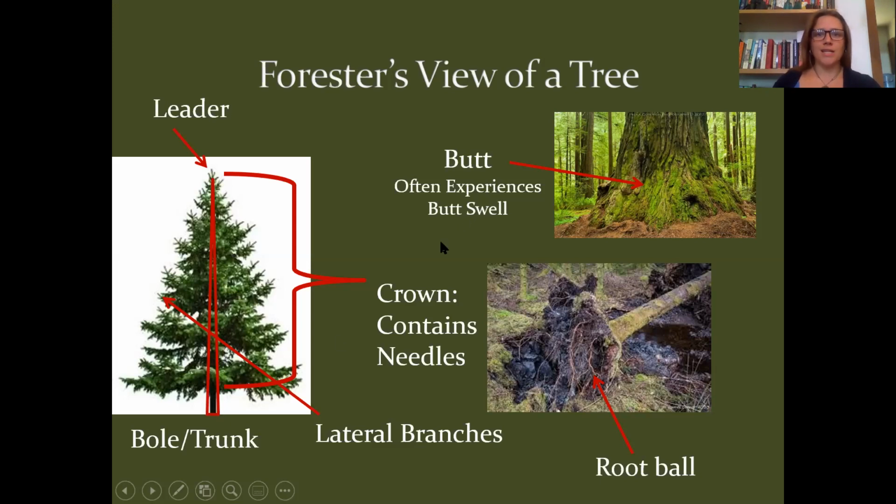The base of the tree is called the butt of the tree, and the butt experiences butt swell, so it's often wider than the trunk of the tree just a few feet above the base. Then, of course, below ground, what we can't see as well are the roots. There's an enormous amount of root mass down there, often 50% of the biomass or the material of the tree is actually below ground. We can particularly see these roots exposed when trees blow down or fall down, and then we can see what's called the root ball. These are some familiar terms and maybe some new terms, but this is forester language for trees.